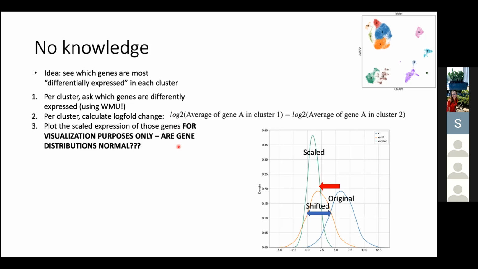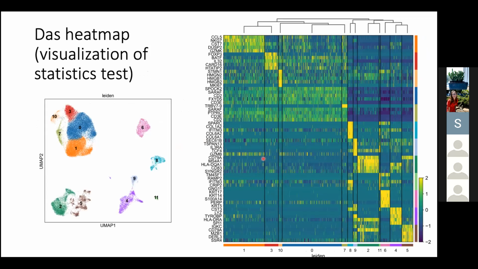I'm betting a lot of you are a little confused right now. I want to go over the heat map because I think that'll make sense. So this is a heat map. Every column is a cell. Every row is a gene. And we are plotting the scaled expression of each of these genes in each cell. And again, we can have an argument.